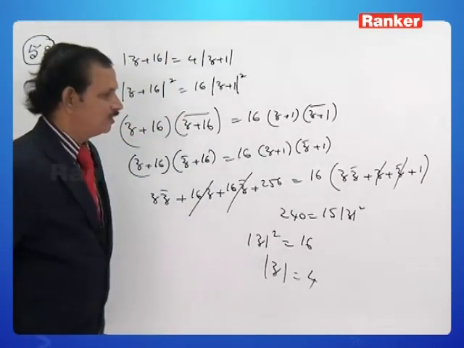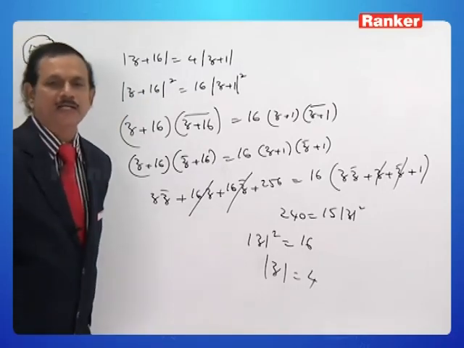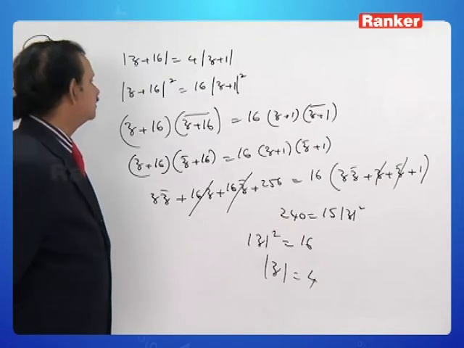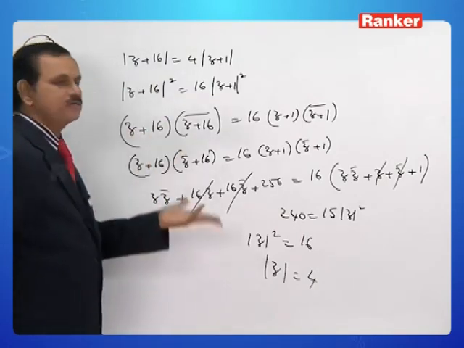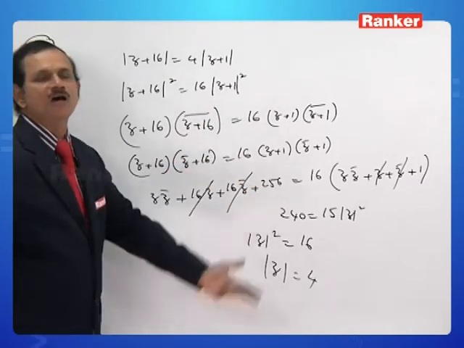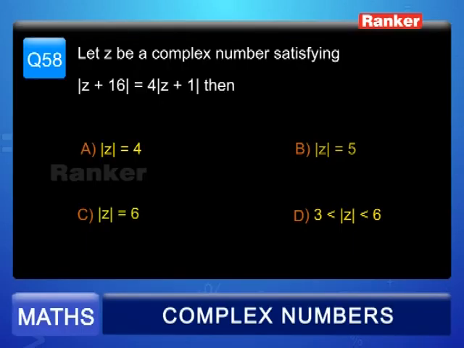It's very simple calculation. The only idea that one must possess is that mod z plus 16 whole square can be written as z plus 16 into z plus 16 bar. Likewise, RHS also. That's all the question. The answer is 4 and the right option is A, option A.